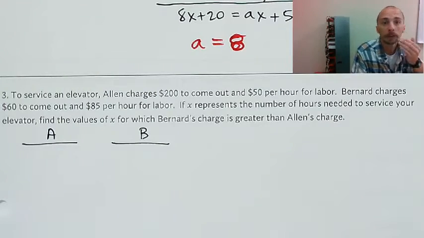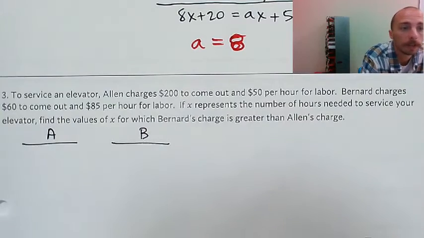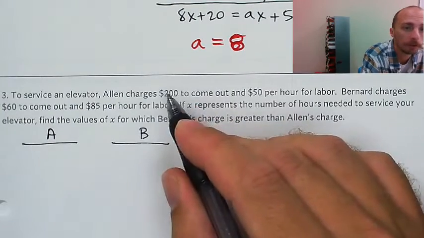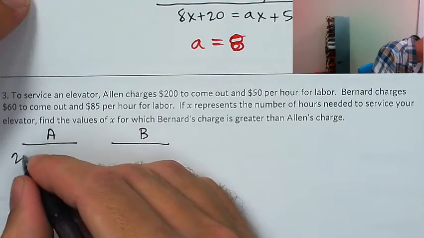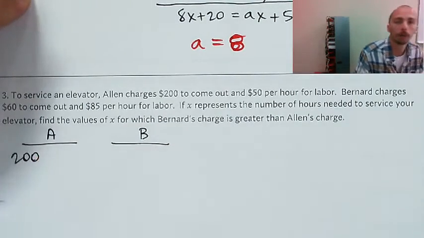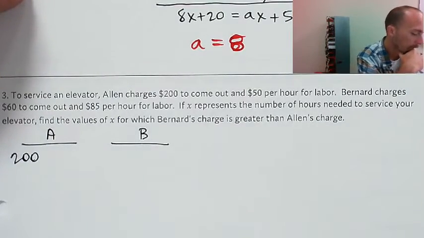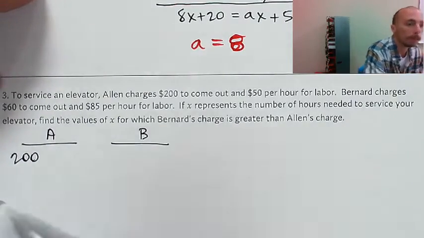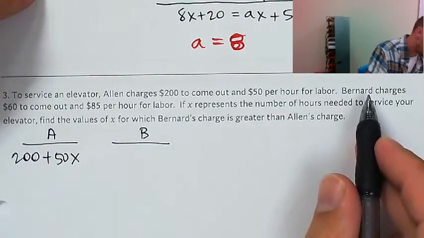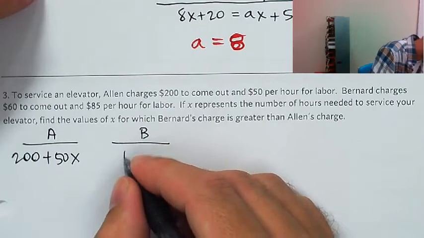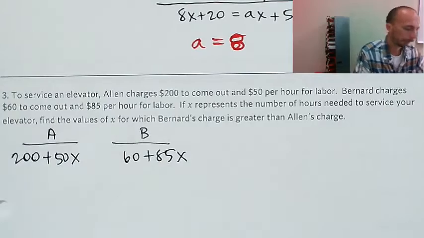I'm going to write an expression for both of their charges in terms of how long they spent. Okay, so Alan charges $200 to come out and $50 for labor. So the $200 is always there. It doesn't care how many hours you work if x is the number of hours that they're working. What does matter is the $50 per hour, so that's why it's plus 50x. And then Bernard charges $60 to come out plus 85x.